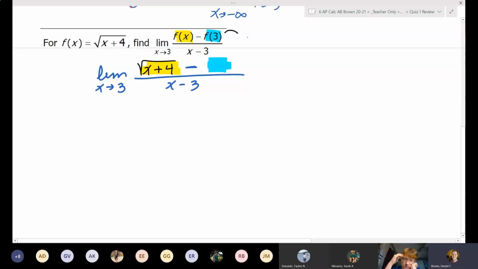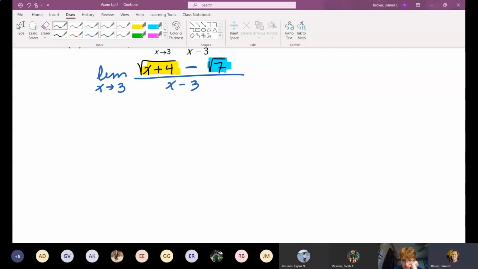What is f of 3? F of 3 we know is what happens when we plug in 3 for the x. So then I have 3 plus 4, which is the square root of 7. So it looks ugly, but we want to go ahead and try to finish this problem out. Plugging in 3, we do get 0 over 0. So what method are we going to go through in solving this problem?